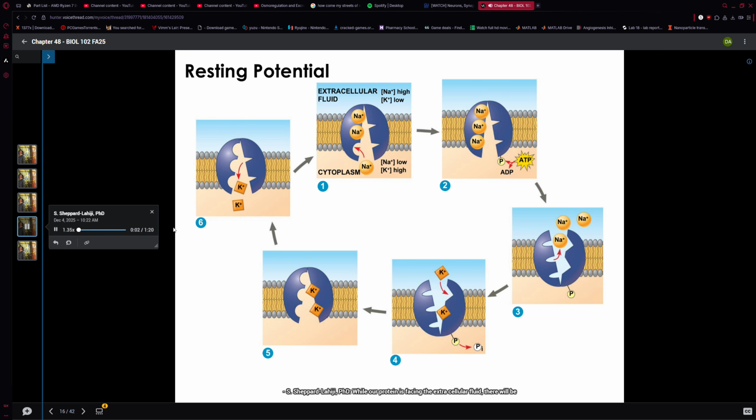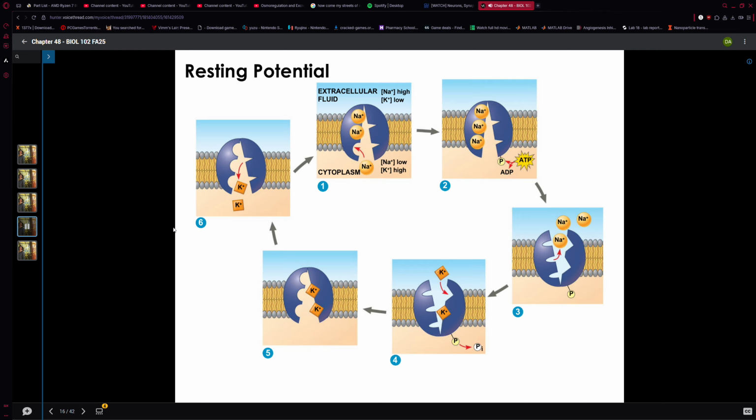While our protein is facing the extracellular fluid, there will be potassium ions, and those potassium ions will need to be transported against their concentration gradient into the cell. As a reminder, our potassium ion concentration outside of the cell is low, but inside of the cell is high, which means we're depending on the utilization of energy in the form of ATP to establish movement, and that's applicable to both the sodium ions and the potassium ions.